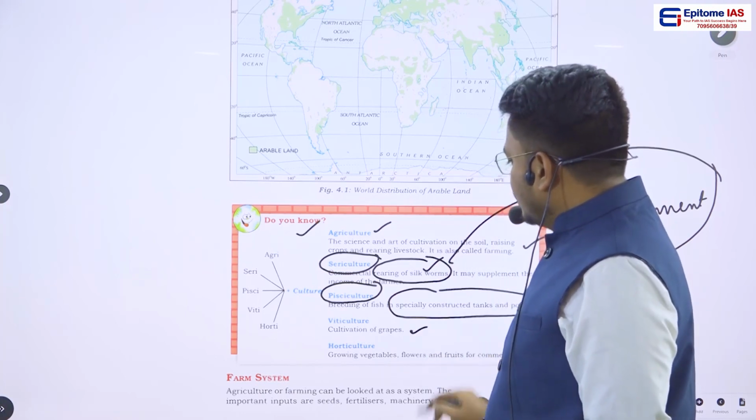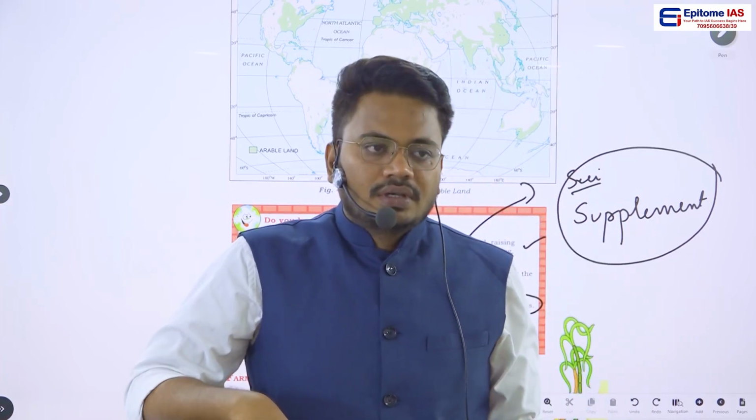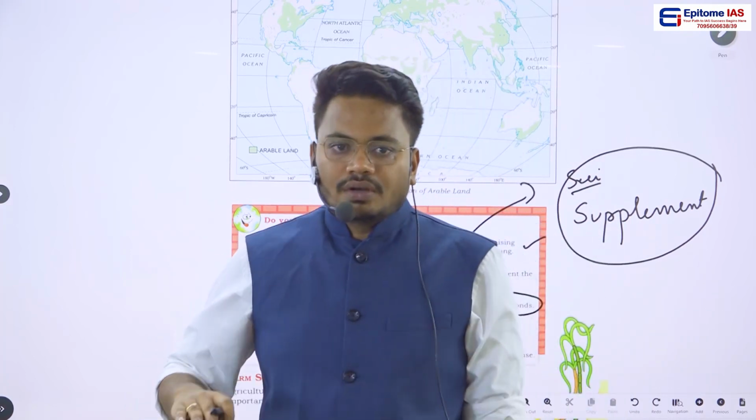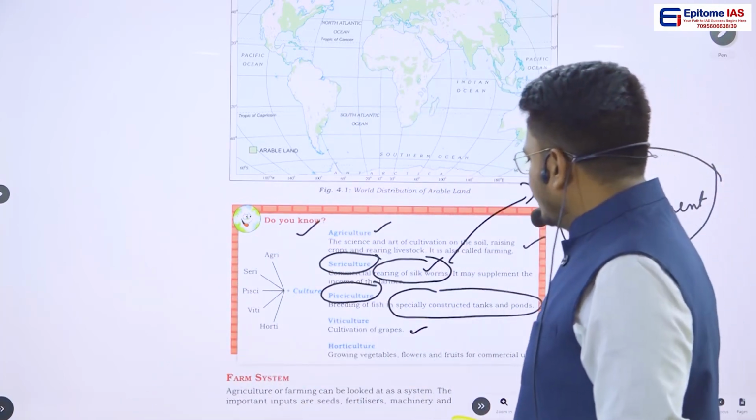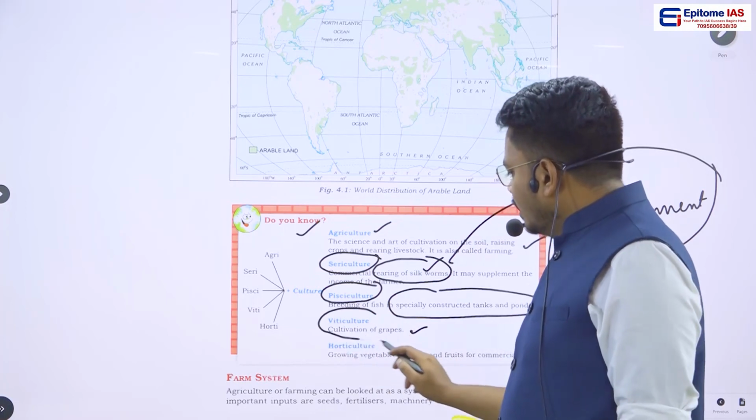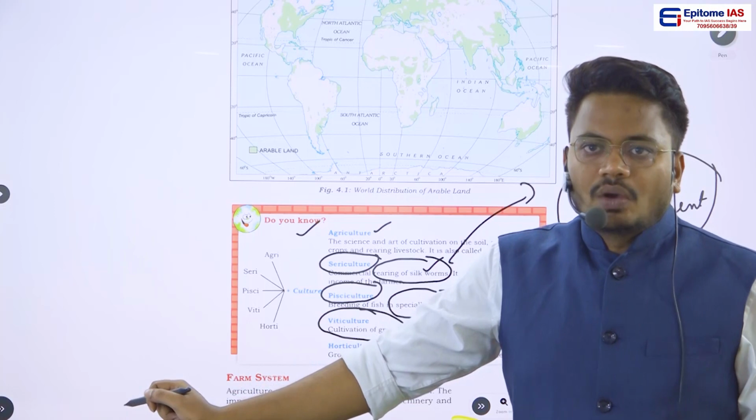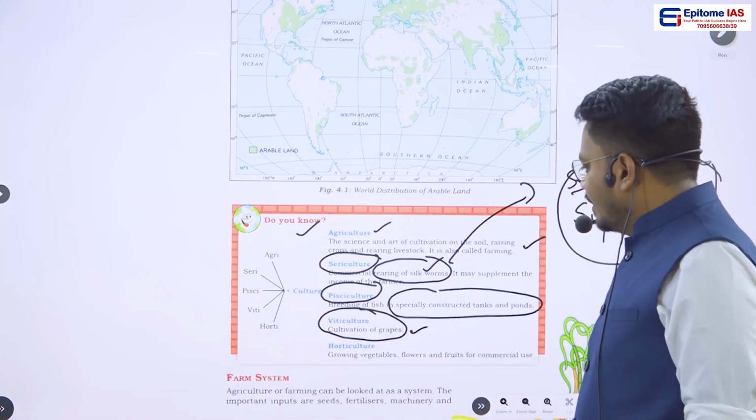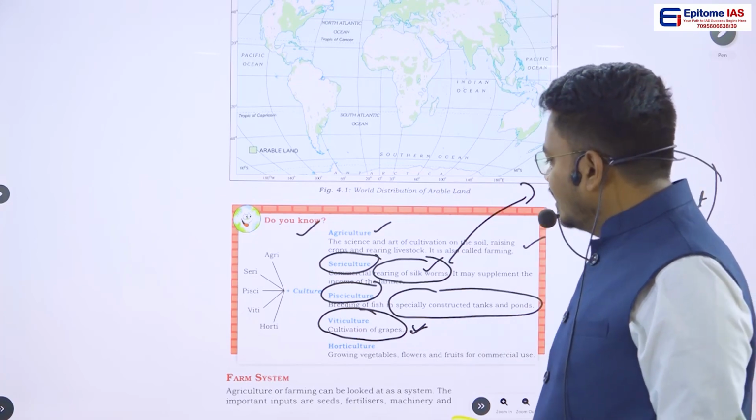Then viticulture. What is meant by viticulture? Viticulture is the cultivation of grapes. In some western countries, or north western countries, the majority focus on cultivation of grapes, through which they produce wine. Even in India, we cultivate grapes. The cultivation of grapes we call viticulture.